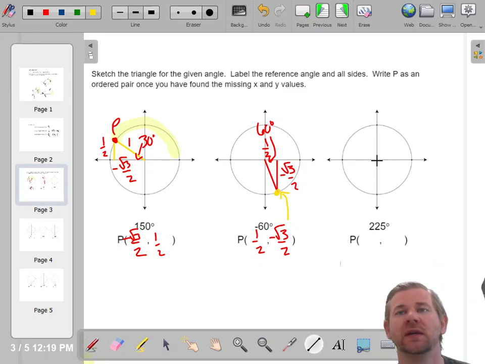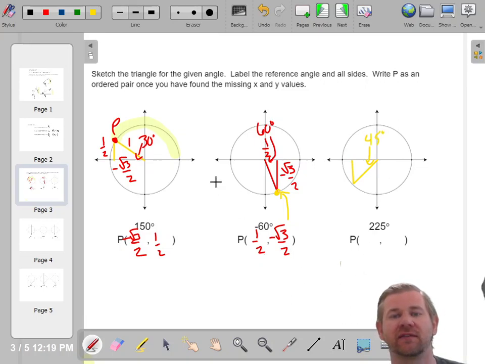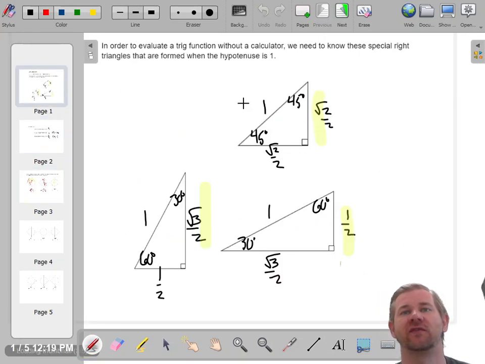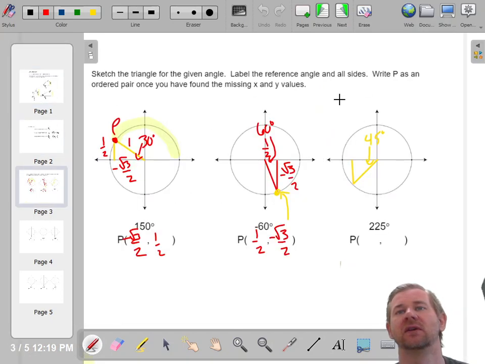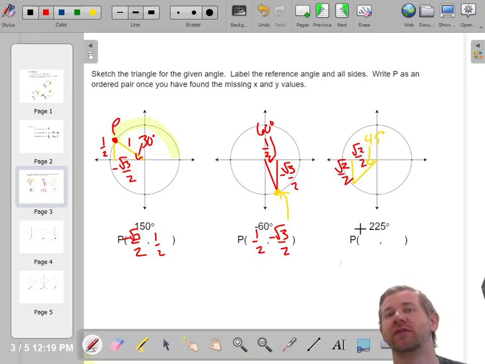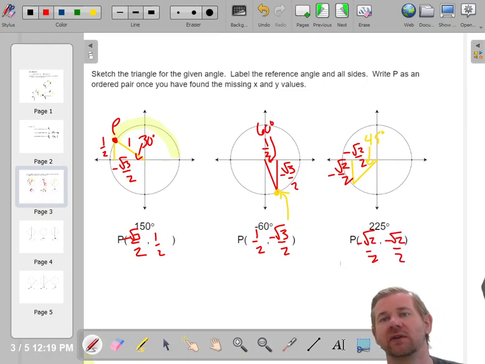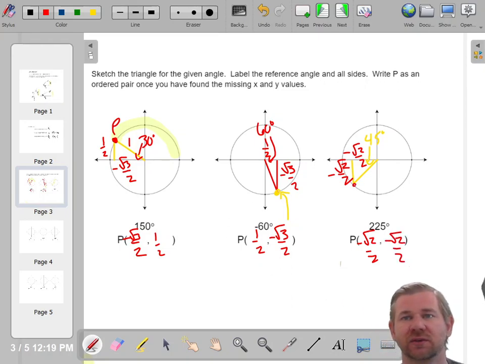Let's do a couple more. 0, 90, 180, 225 is going to be in the middle somewhere. And we need to know that if you go to 180, you need to add 45 more degrees to get to 225. So this is the 45, 45, 90. Both legs are radical 2 over 2. But since we're in the third quadrant, they are both negative. So negative radical 2 over 2, negative radical 2 over 2. That's this ordered pair right there. Okay, we went left and down the same amount.